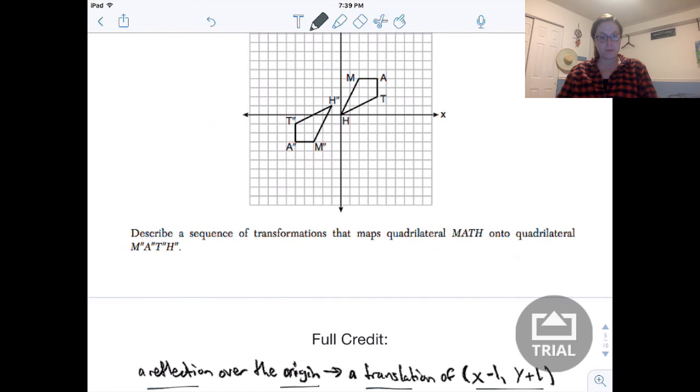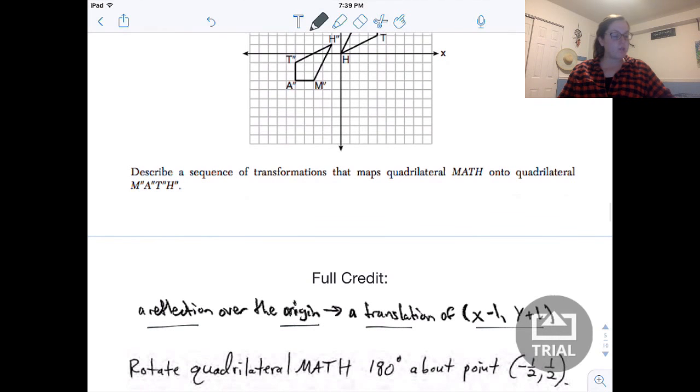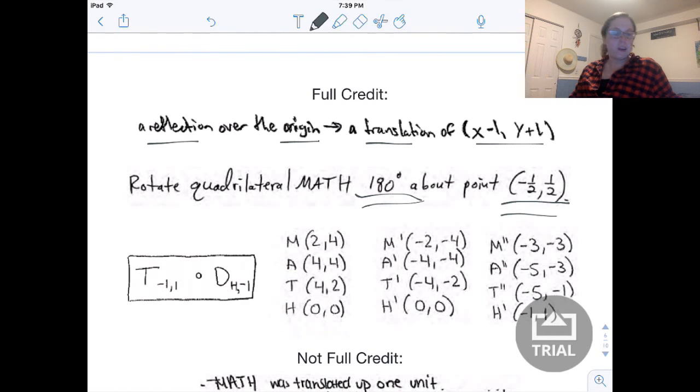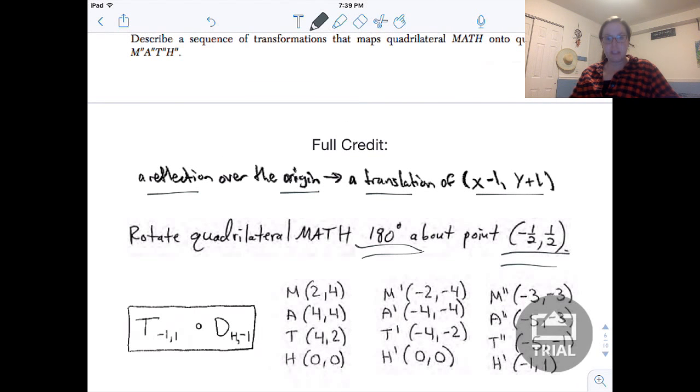The next one said rotate 180 degrees about this point. And that's fine. That got full credit because they told me a rotation, how much, and about the point. And then the last one that received full credit here was they actually wrote it in this notation. And they said first to do a dilation by a scale factor of -1, which a lot of people wouldn't think of, but this got full credit. And then to translate, and they told me by how much. Those are all great. They're very thorough answers.